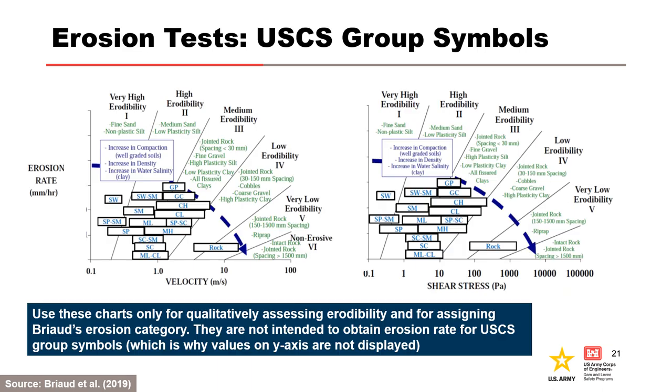USCS group symbols are shown on these erosion charts. Soils with a given USCS group symbol do not fall distinctly into a single erosion category, but rather seem to plot approximately across two categories. These charts are a summary of general observations from the database. However, the positions are very debatable and should not be used to obtain erosion properties. They are useful to help qualitatively assess erodibility and for assigning Briaud's erosion category, which is used in Zhu and Zhang regression equations for estimating embankment dam breach parameters, which will be discussed later in a separate presentation.